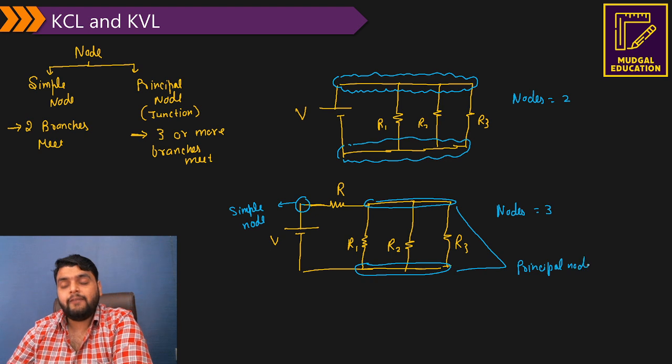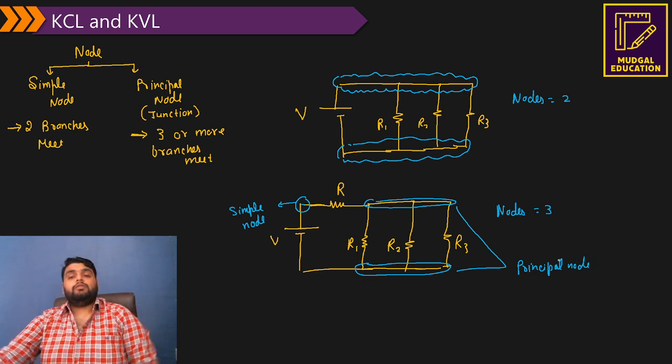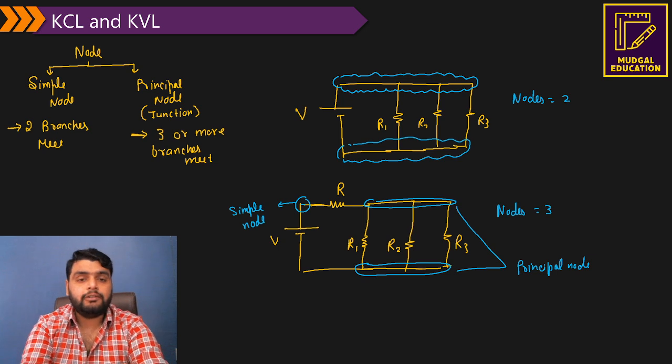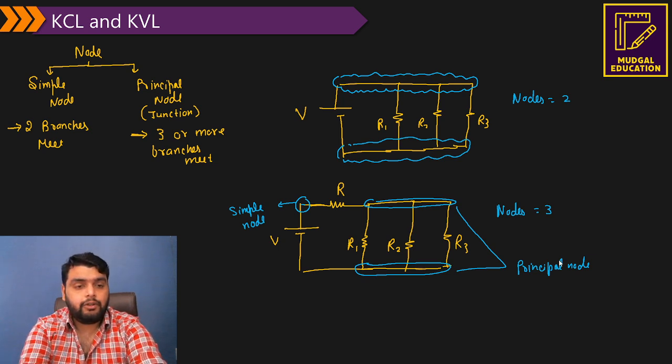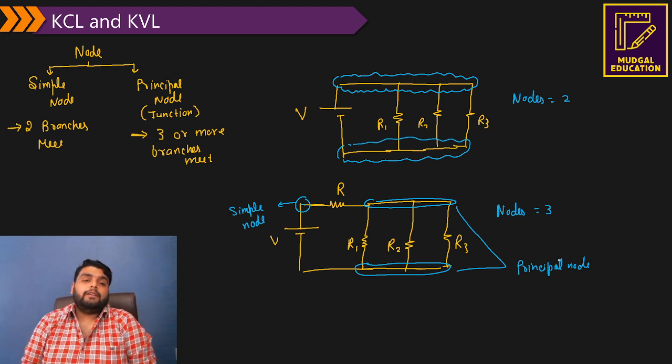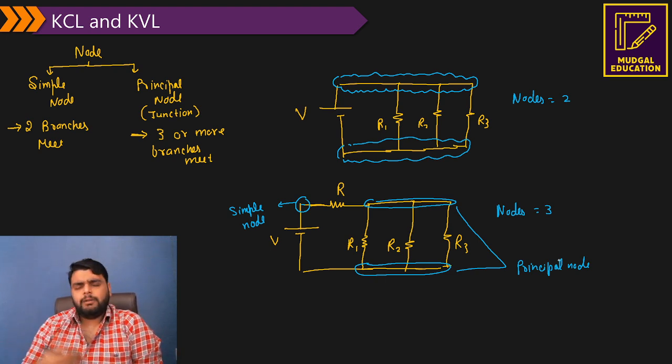I will tell you why we are classifying different types of nodes and branches, because of the formula that we are going to use. Meanwhile, don't worry about it. Just be patient for a few minutes and then you will understand this concept thoroughly. So in this way you can identify a simple node and a principal node, and also the branches.